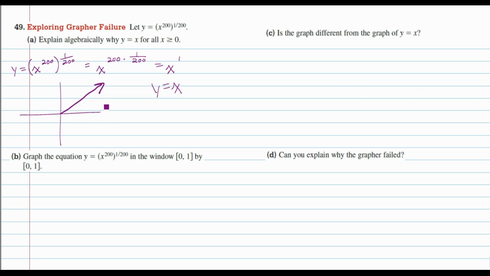So then part B says we'll graph that in the window 0, 1 by 0, 1. And if you haven't figured out what that means yet, the window 0, 1 by 0, 1 is going to be your x min, x max, and then y min, y max.